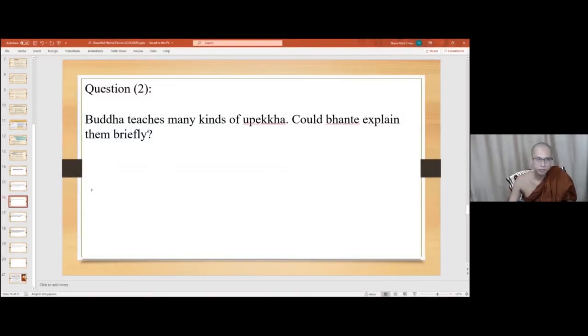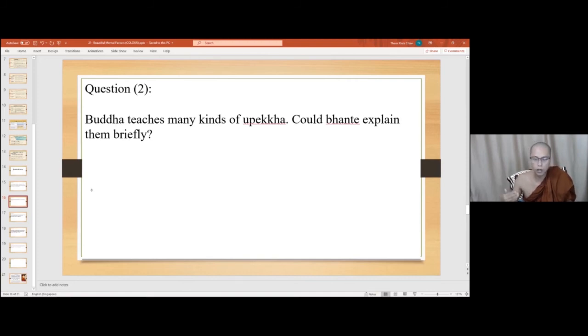The second question is: the Buddha teaches many kinds of upekkha, could Bhante explain them briefly? Here, there are 10 kinds of upekkha. We will discuss these in the last chapter of the Abhidhammattha Sangaha. Vedanupekkha refers to feeling; that is one of the upekkhas. But Tatramajjhattupekkha is being neutral, not feeling, not vedana. This is the work of a beautiful mental factor. And there are other types of upekkha also, like Jhanupekkha and Sankharupekkha.